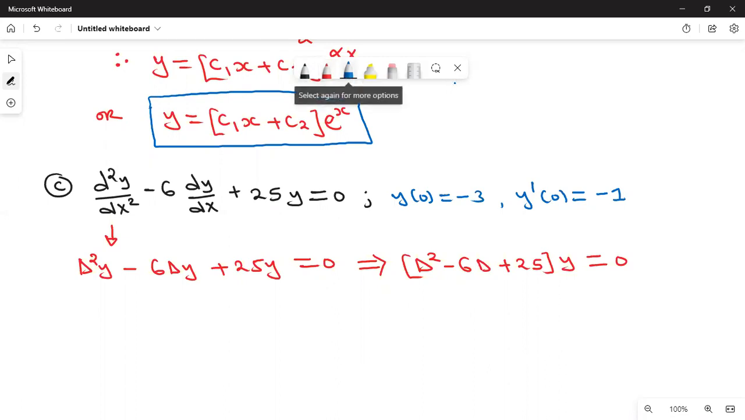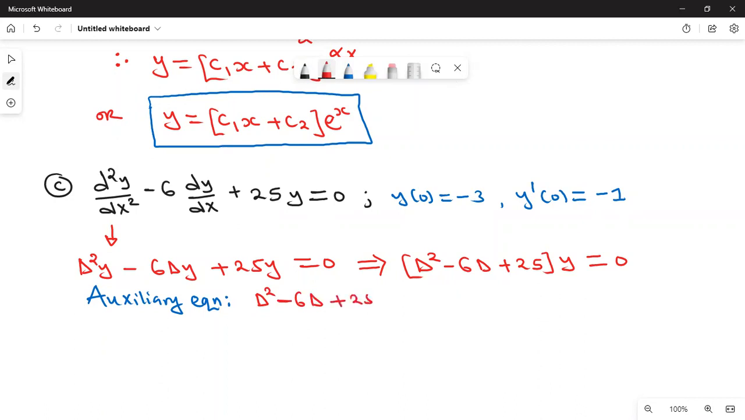Now, the auxiliary equation. It is d squared minus 6d plus 25 is equal to 0. Let us find the roots. Is it possible to factorize? No. So let's use the quadratic formula. If you cannot factorize, go for the quadratic formula. In this case, we'll find two roots.